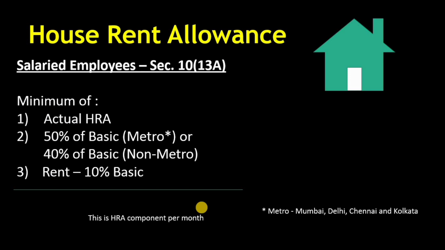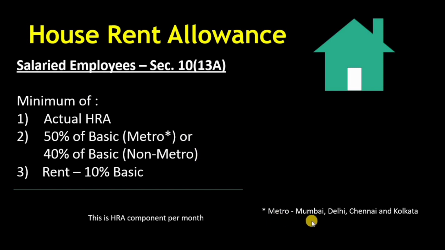House rent allowance is given to all salaried employees under Section 10 of Income Tax of India. There are three major calculations that one needs to do to get to a conclusion about the HRA component. We'll see all of those one by one. One needs to calculate the actual HRA that is being paid to them, or 50% of basic salary in case of metro cities, or 40% of basic salary in case of non-metro cities.